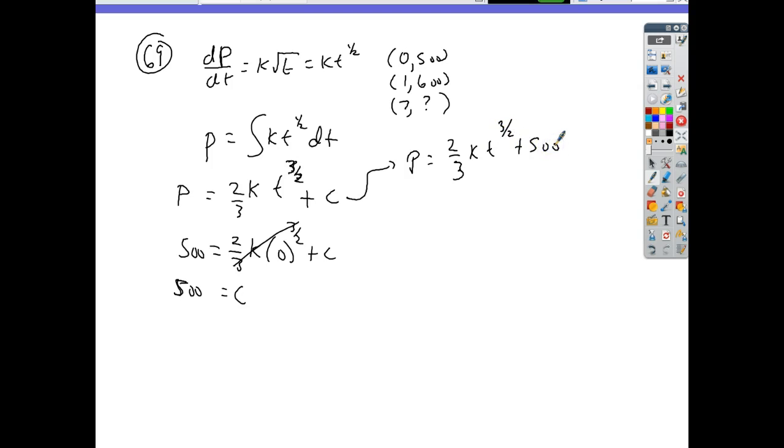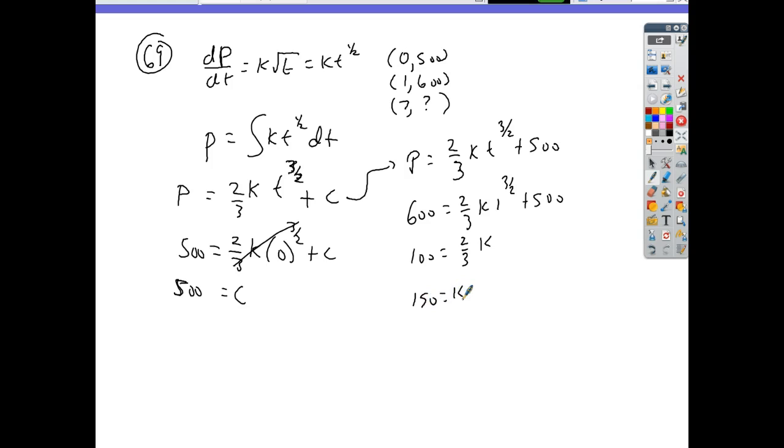Now, how am I going to find k? Put day 1 in now. I should have 600 bacteria on day 1. Right? Subtract the 500 across, I get 100 equals 2/3 k. 1 to the 3/2 is just 1, right? So multiply both sides by 3/2 and I get 150 equals k.